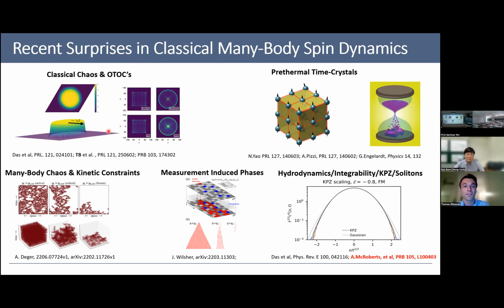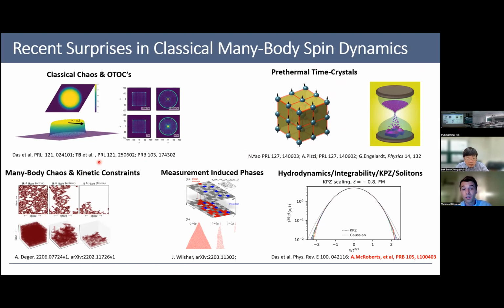That's one field that I found very surprising, but there are also other effects that you wouldn't believe might have been quantum. By now we know classical systems also host prethermal time crystals, which originally had been thought to be more or less a pure quantum phenomenon. More related to this classical OTOC, there's also work on kinetic constraints, which I guess connects to questions of many-body scarring or kinetically constrained quantum many-body models, but here in classically chaotic systems.